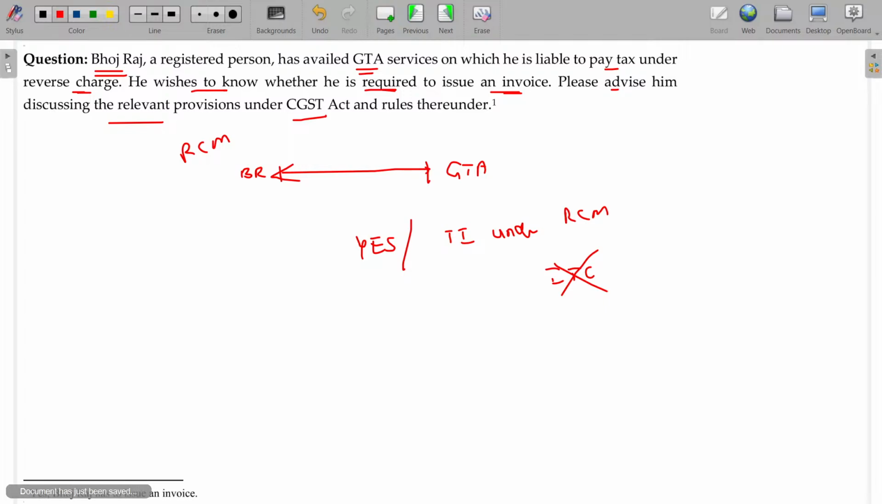Because GTA is an unregistered person, he cannot issue the tax invoice. He may give the bill of supply. Using the bill of supply, the recipient cannot claim the ITC, but he has to pay the tax under RCM basis. The GST paid by him under RCM basis is claimable only if there is a valid tax invoice. So, he himself raises a valid tax invoice and he can claim the ITC on this.